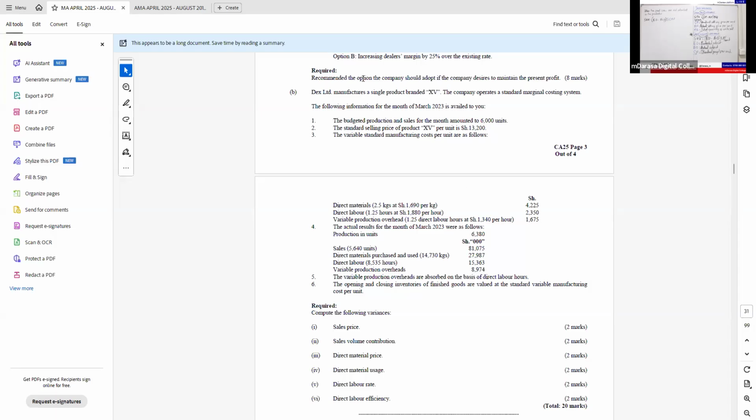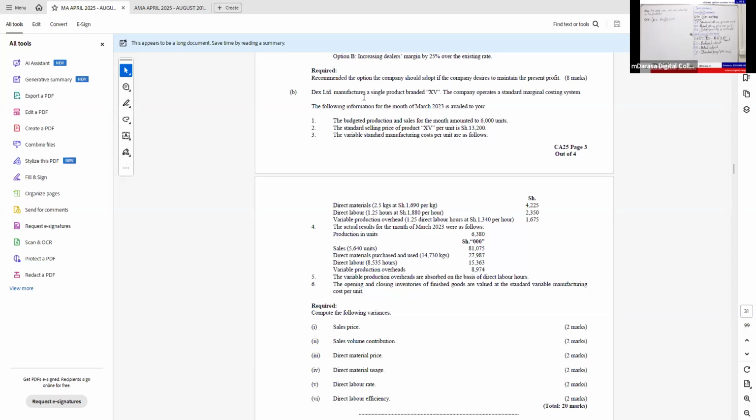These are what we are told: X Limited manufactures a single product branded XV. The company operates a standard marginal costing system. The following information for the month of March 2023 is available to you. So whatever is available to us is as follows.